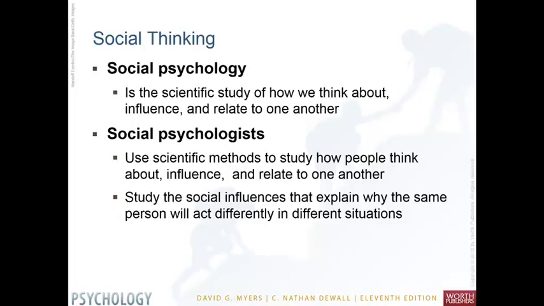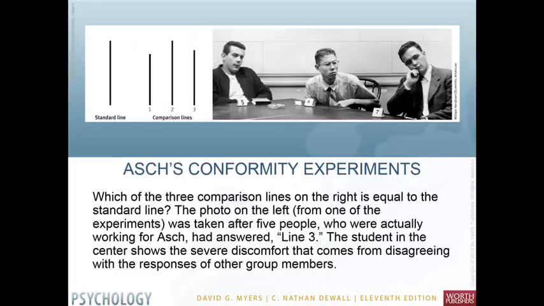It looks to see what kind of things influence us and why people act differently in different situations. What are those things that influence our behavior? What are those things that kind of explain some of our behaviors? So the two studies we're going to look at are the Asch's experiments and the Milgram experiments.